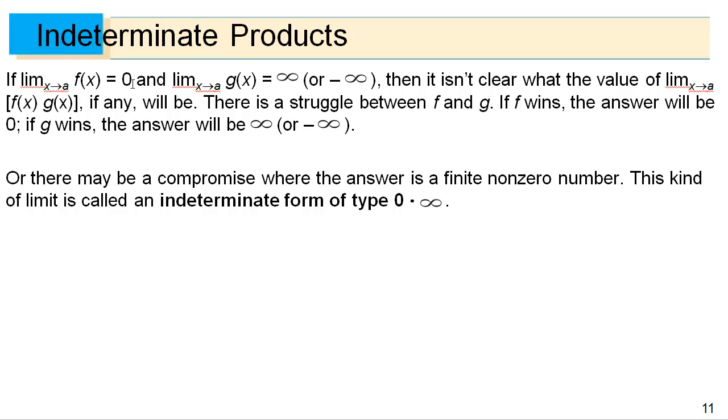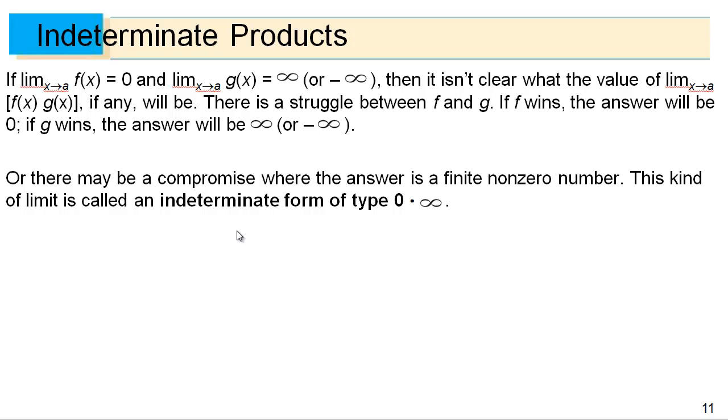Because once again, just like with our quotient, there's this struggle going on between f and g. We don't know which one is bigger, which one's more dominant, which one takes over when we get close to a. In this case, if f wins, if it's the more dominant function, then the answer is going to be 0. But if g wins, the answer is going to be infinity or negative infinity.